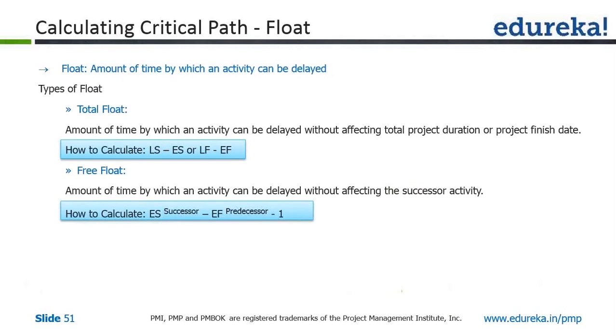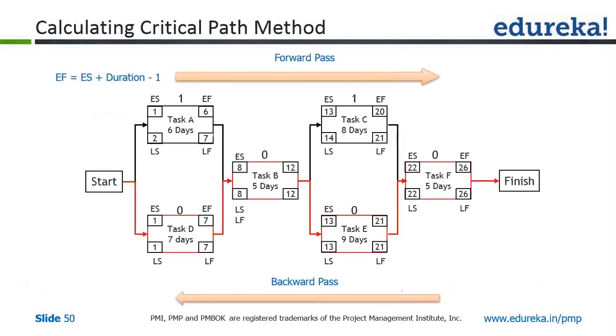So how to calculate the free float is early start of successor. For example, if I ask you, what is the free float of task C? So free float of task C means early start of successor. What is the successor of C? Task F. And what is the early start of F? 22.